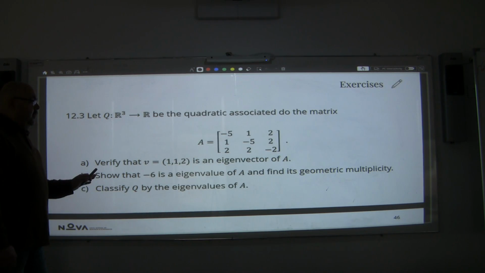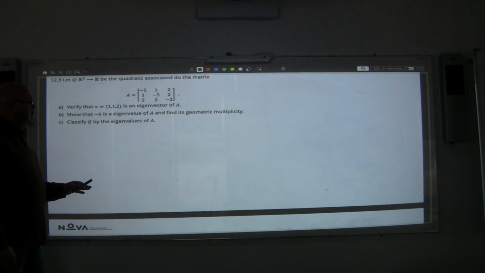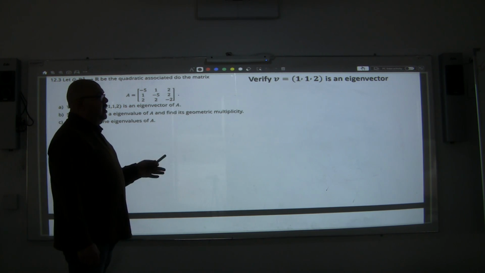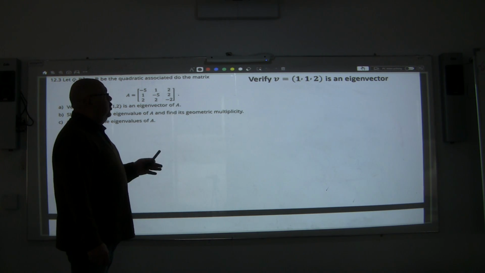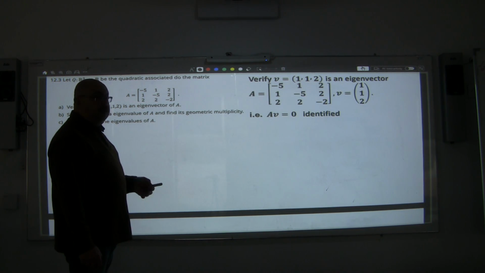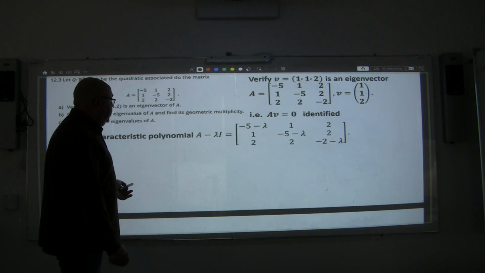Also, that's another problem with a 3 by 3. I've solved it in detail. Given the vector v = (1, 1, 2), it is an eigenvector. If you want to check, all you have to do is to multiply v times A. You will find the result equal to 0, so it's identified as an eigenvector.